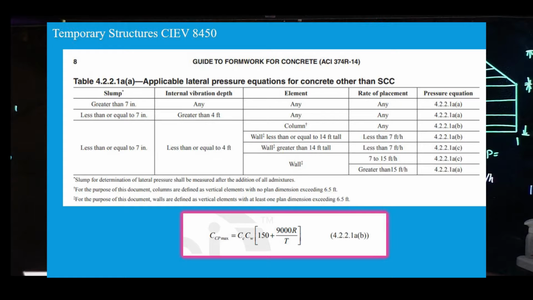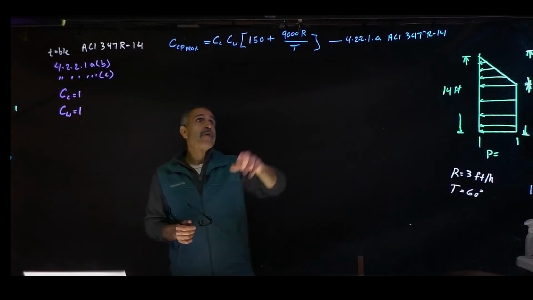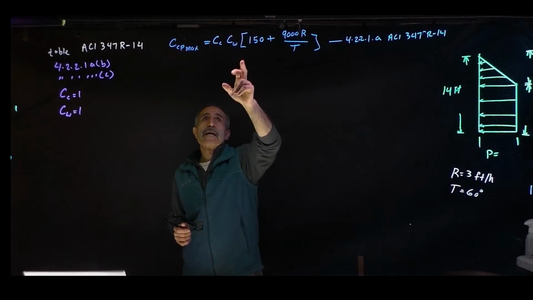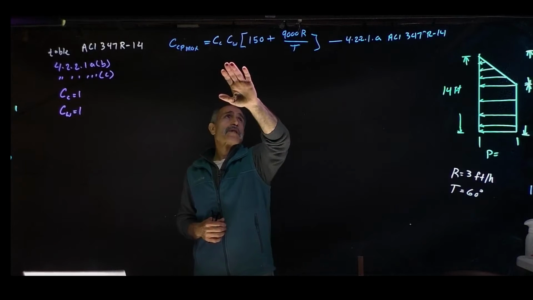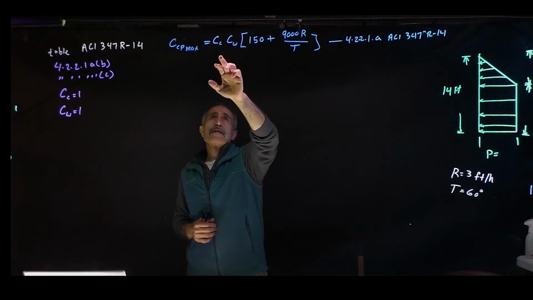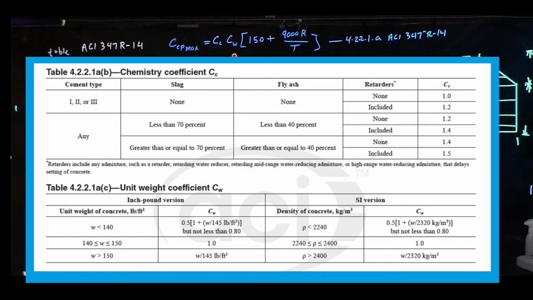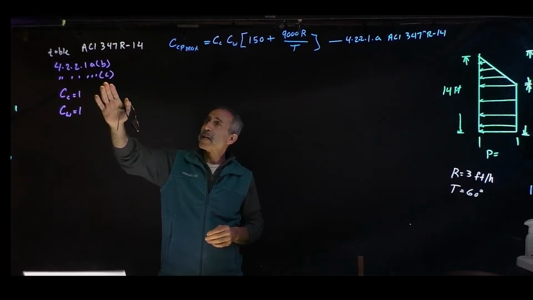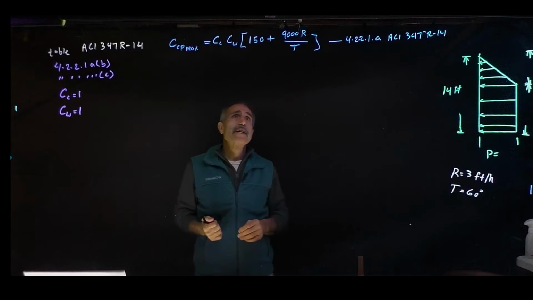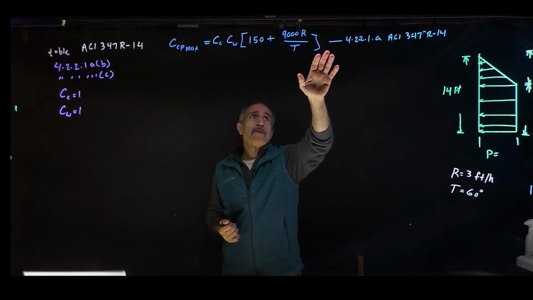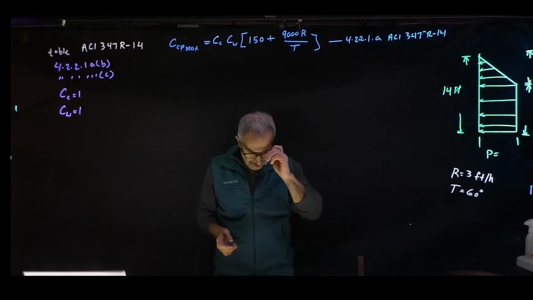4.2.2.1a, parentheses A, this table says a wall less than or equal to 14 feet should use this formula, which I have here: CC times CW times 150. CC times CW are the unit weight and chemistry coefficients. They both come out equal to 1 based on our design criteria from table 4.2.2.1a. Then we plug in this number to see what we get for CP max.